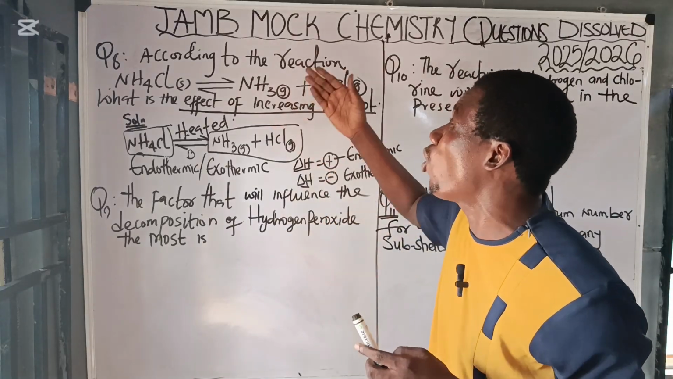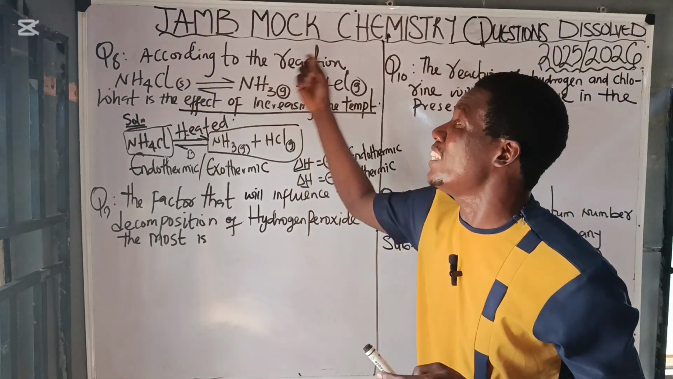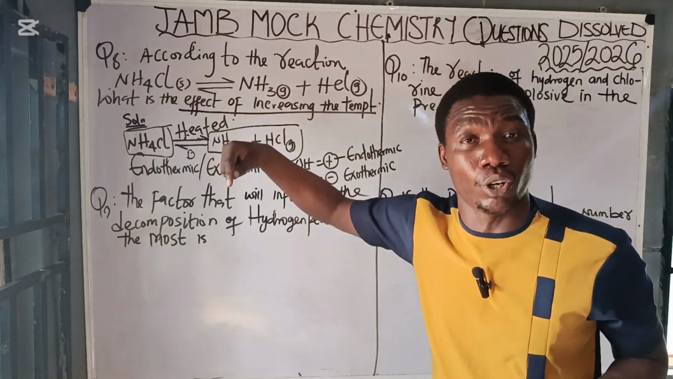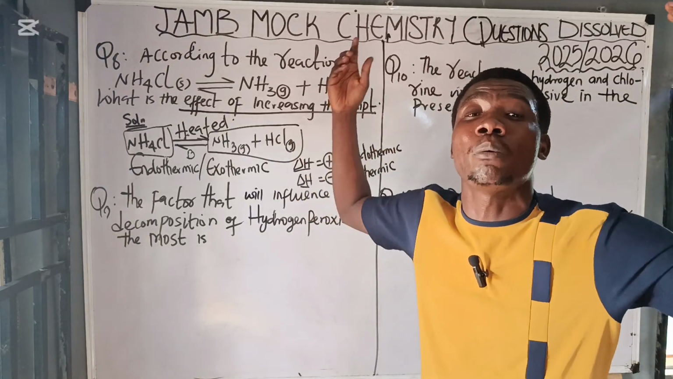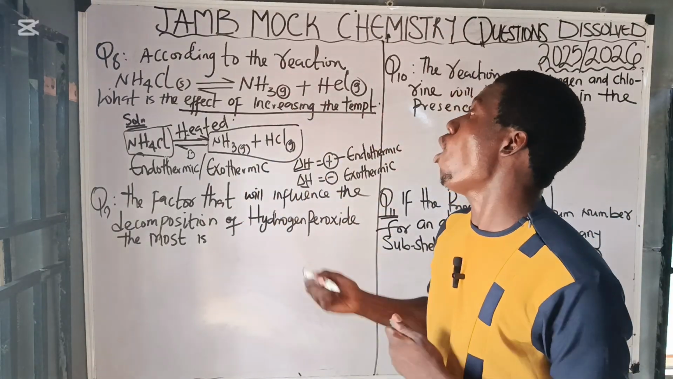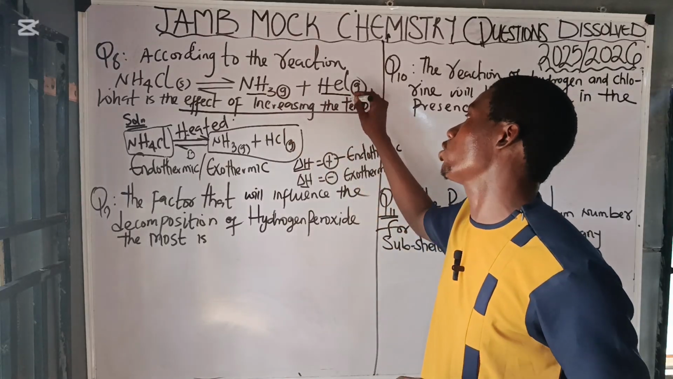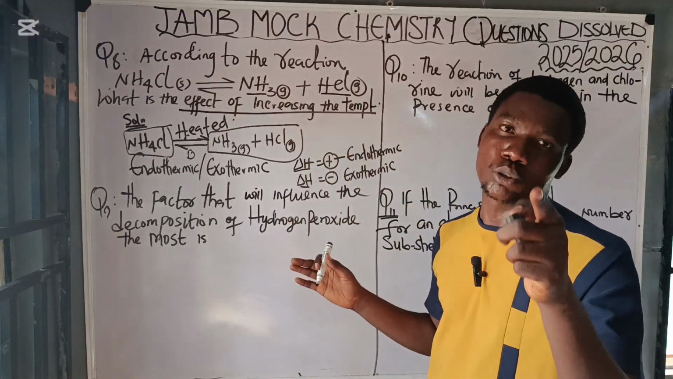So this question says, according to the reaction, what is the effect of increasing the what? Temperature. It will simply shift the equilibrium position to the right, meaning more of ammonia and hydrogen chloride will be formed. Take note of that.